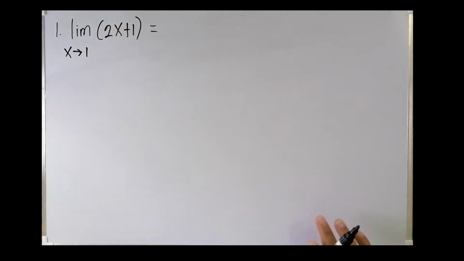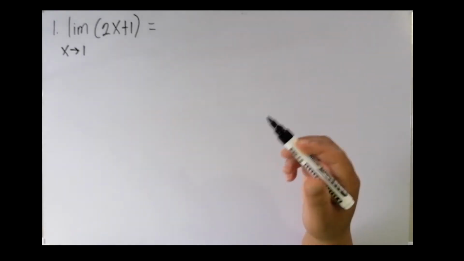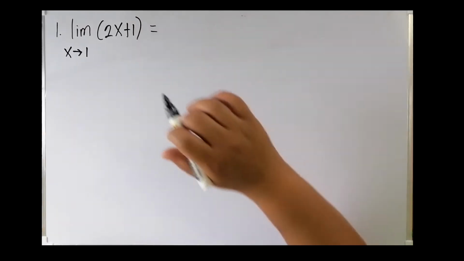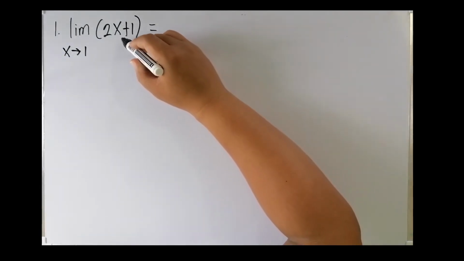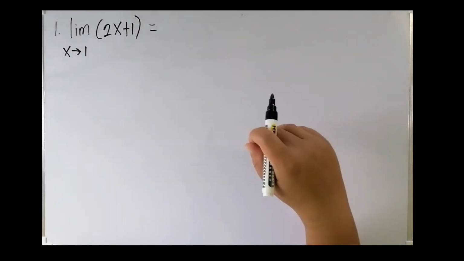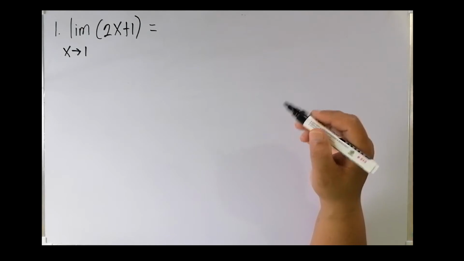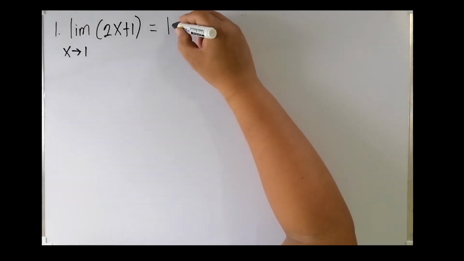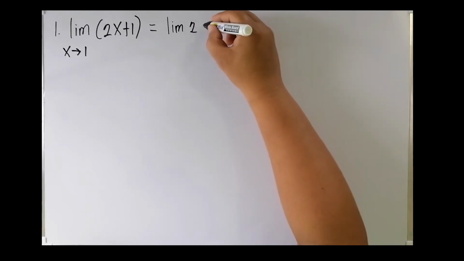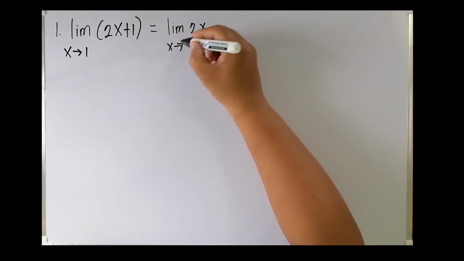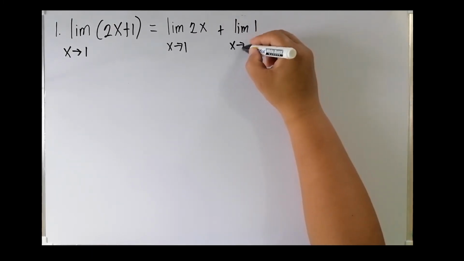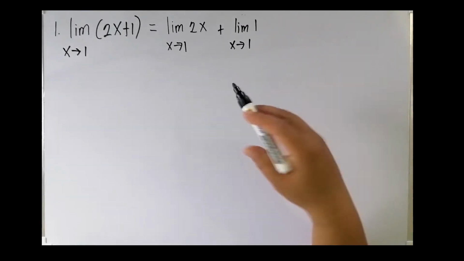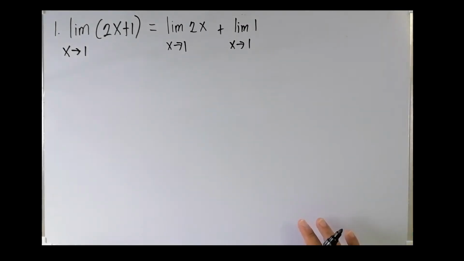So, unang example natin, we have the limit of 2x plus 1 as x approaches 1. Since yung function natin ay merong 2x at 1 at pinaghihiwalay ng addition operation, pwede nating i-apply yung addition theorem. So, para natin i-apply, we have the limit of 2x as x approaches 1 plus the limit of 1 as x approaches 1. So, ang ginawa lang natin dito ay pinaghiwalay lang natin yung individual limit of functions nila.